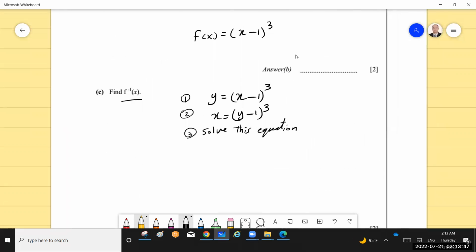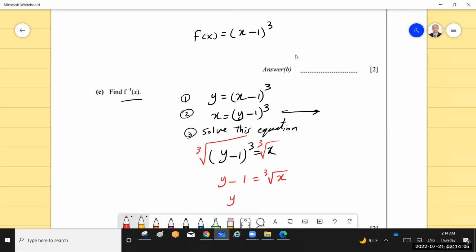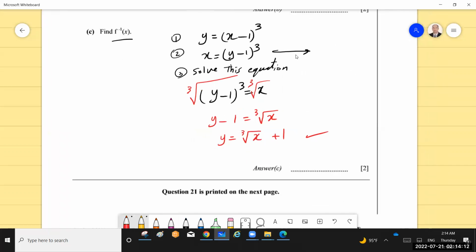Make y the subject. To make y the subject here, just take a cube root. You can start with y minus 1 all cubed is equal to x, and after that, just take a cube root here and the cube root here. So y minus 1 is equal to cube root of x. By moving negative 1 to the other side, cube root of x plus 1. And this is the inverse function now. This is the f inverse. f inverse of x is equal to cube root of x plus 1. Okay?